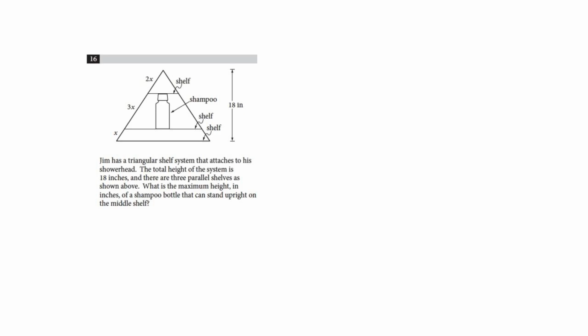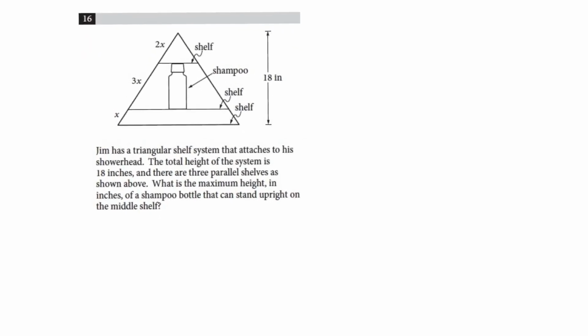Okay, 16. We've got a diagram here, some shampoo on a shelf. Jim has a triangular shelf system that attaches to his shower head. The total height of the system is 18 inches, and there are 3 parallel shelves as shown above. What is the maximum height in inches of a shampoo bottle that can stand upright on the middle shelf?